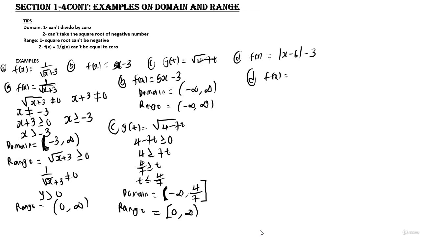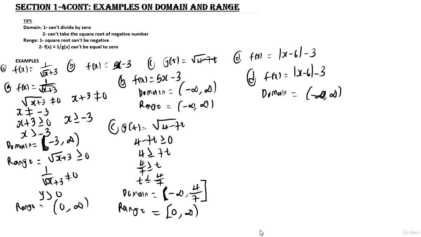F of s is equal to the absolute value of s minus 6, minus 3. So now we can plug in any value into an absolute value. That is any value, that is any real number, right? Because if we plug in a negative number, we are always going to get positive. And if we plug in positive, we are always going to get positive as well. So the domain of this function is going to be from negative infinity to infinity, right?